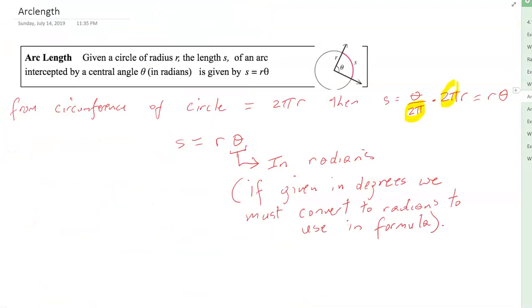Okay, let's talk about arc length. We're given a circle of radius r, and the length s, the arc length s, intercepted by a central angle theta. Notice here that theta is in radians, and s is given by s equals r theta. This we get from the circumference of a circle, which we know is 2 pi r. Then s is equal to theta over 2 pi times 2 pi r, and that will be equal to r theta. So that's where we get s equals r theta from. So again, theta is in radians. If we're given the angle in degrees, we must convert to radians in order to use the formula.